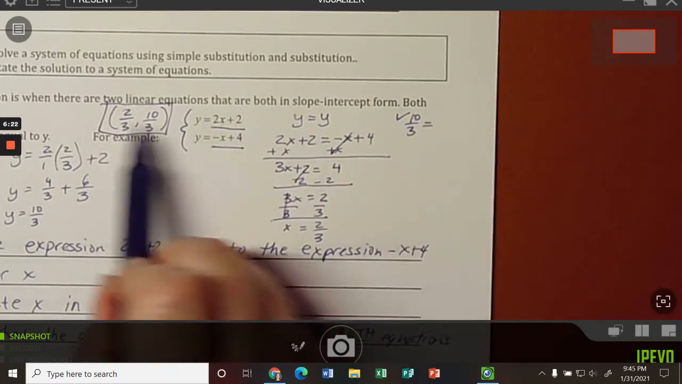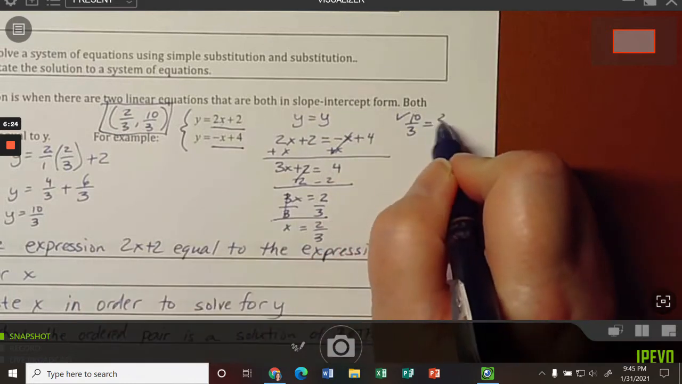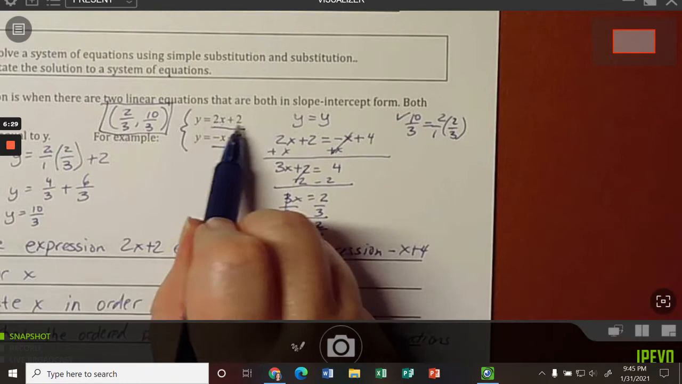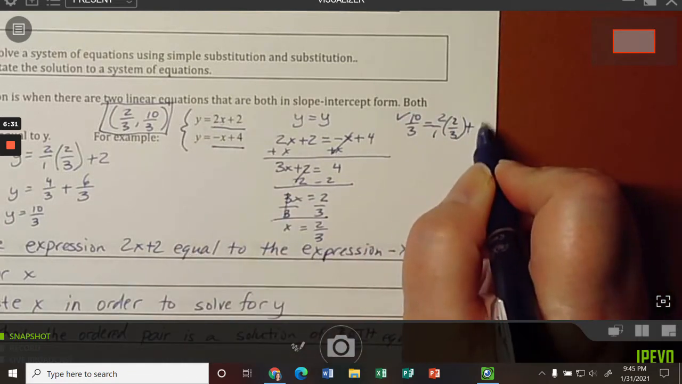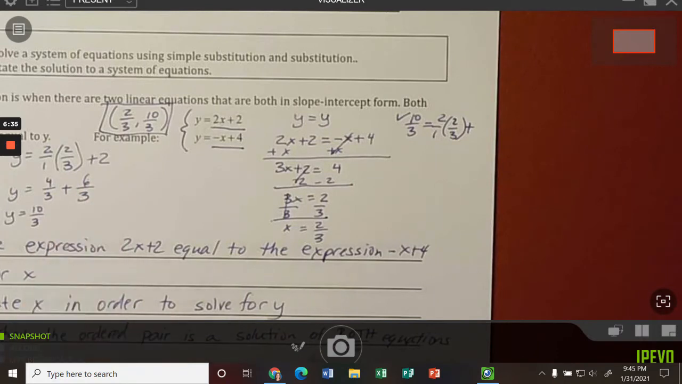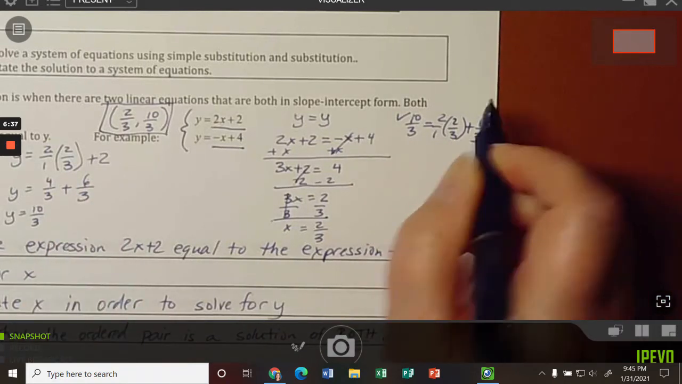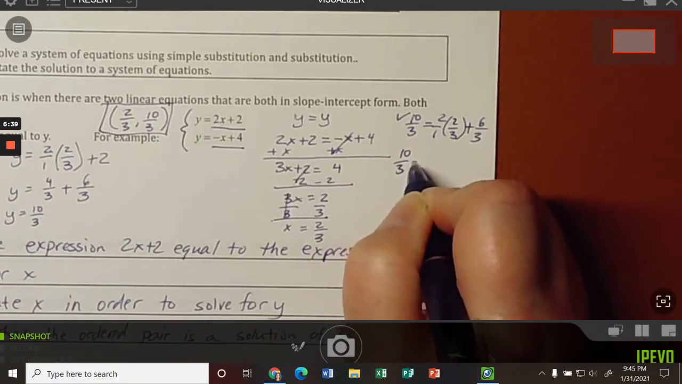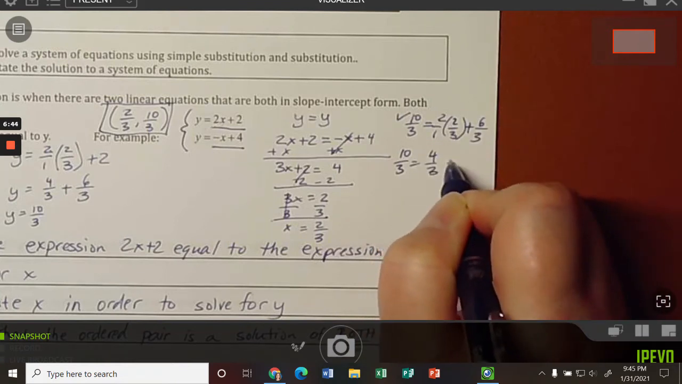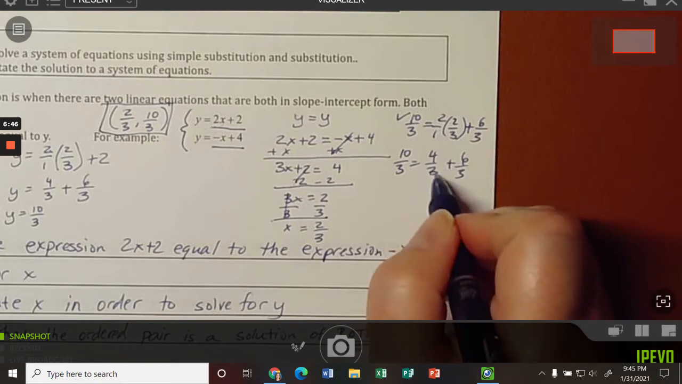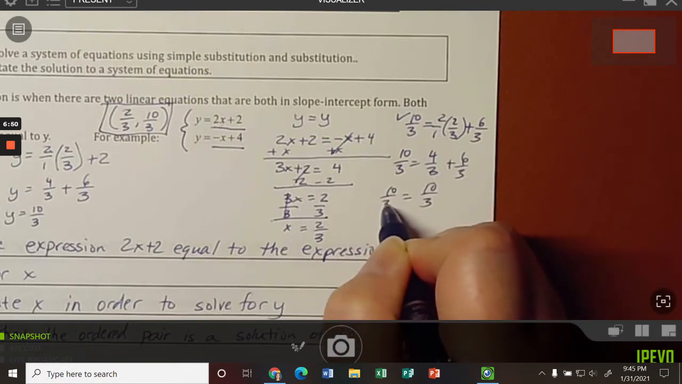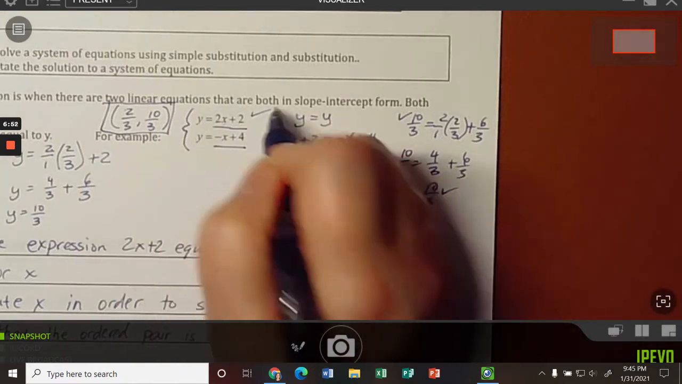Instead of 2 times x, we'll say 2 times 2/3 plus 2. And then I see that I'm going to be working with thirds, so again, I'm going to write that 2 as 6/3. Okay, so 10/3 equals 2 times 2/3 is 4/3. 4/3 plus 6/3 is 10/3. And 10/3 equals 10/3. So that first equation checks out.